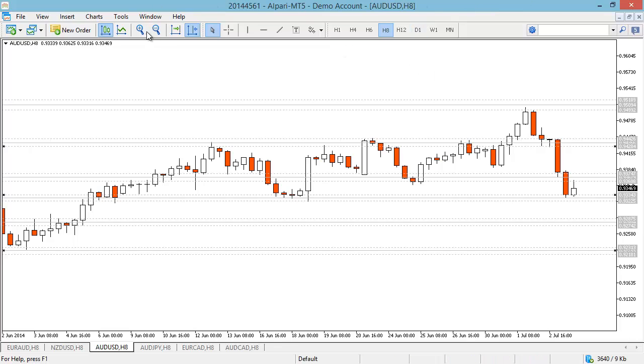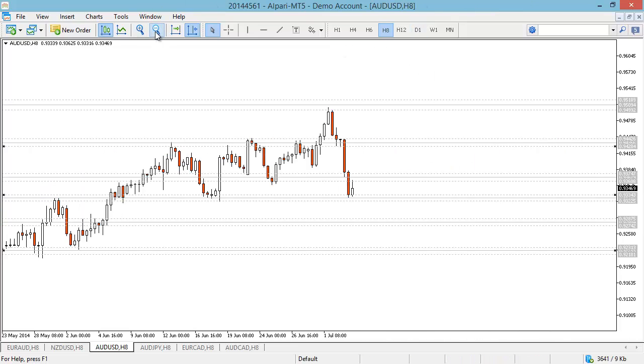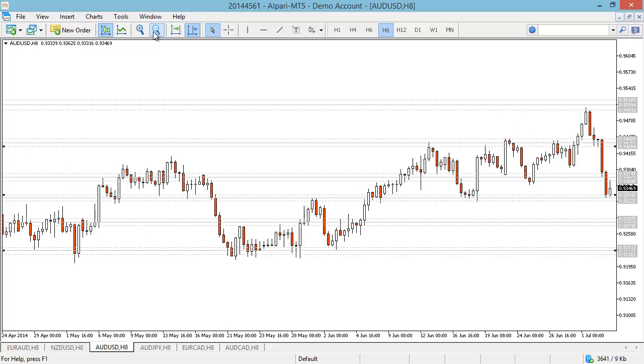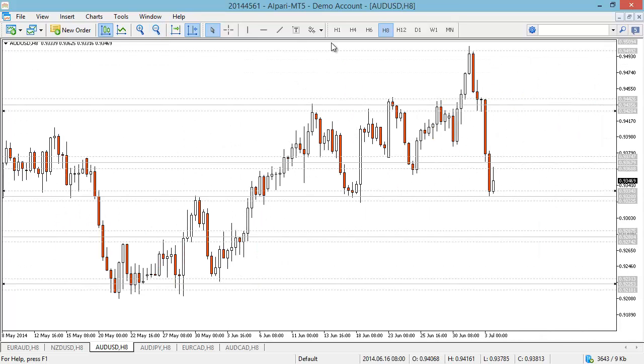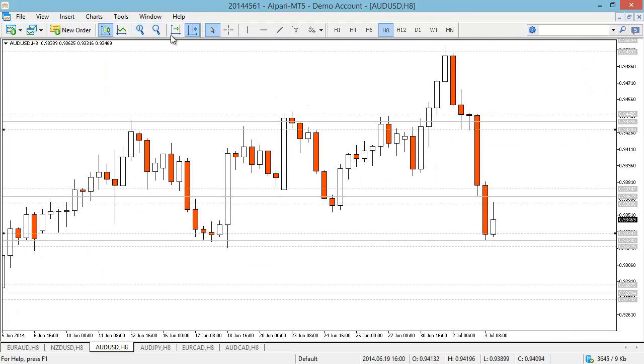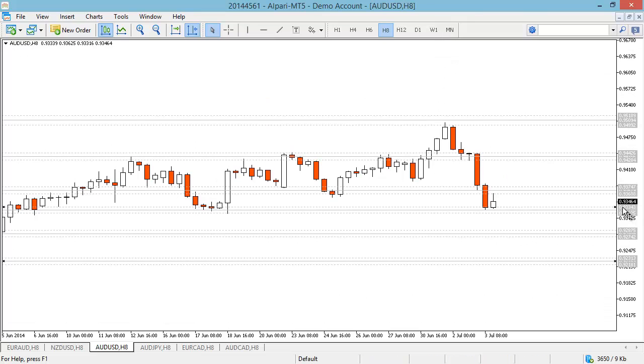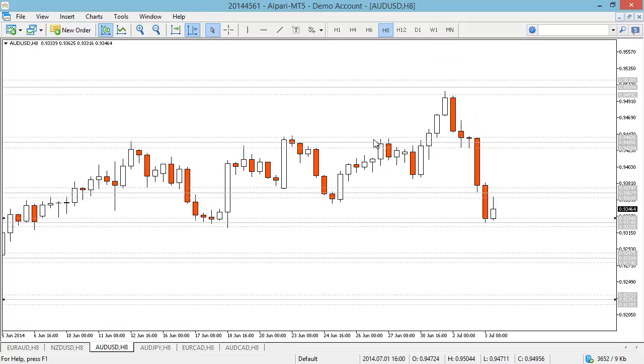Alan, isn't it easier if I zoom out? I mean, yeah, no. Everyone has their own way of placing support resistance. I honestly don't feel the need to zoom out. I like being zoomed in because when I'm zoomed in, I can get a really clear view of what's happening on the support resistance areas. But it's up to you how you want to place them. I like doing it this way. These are all pretty good support resistance areas for AUD USD. These are quite strong.